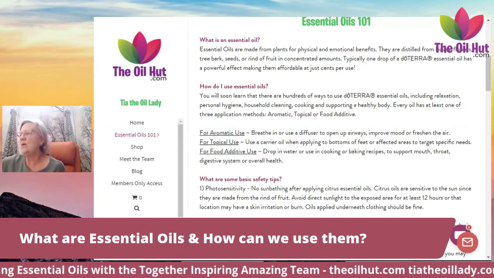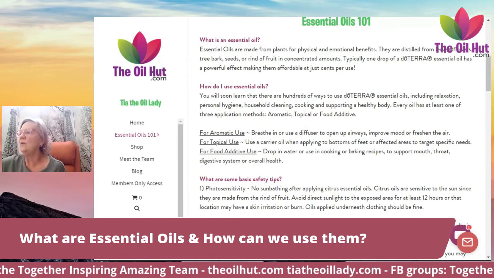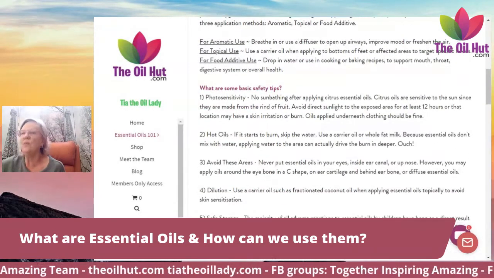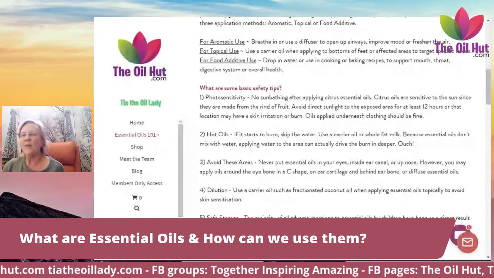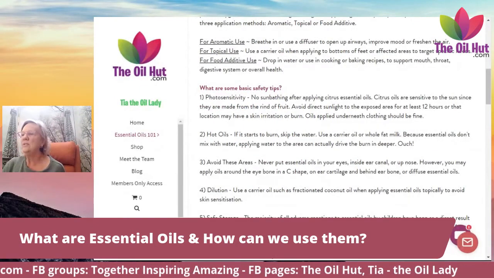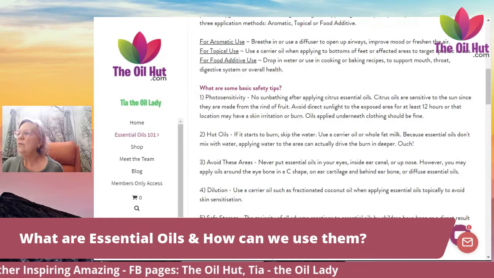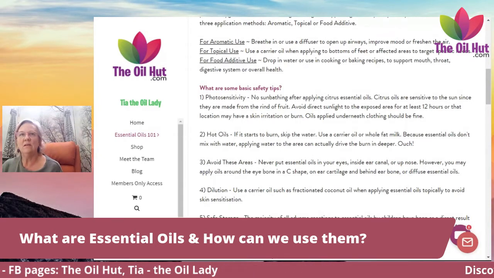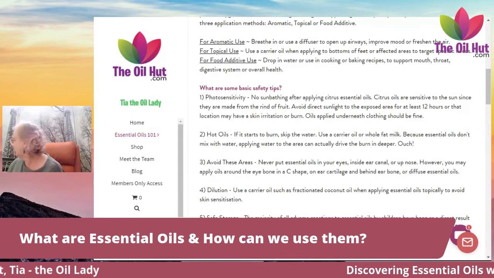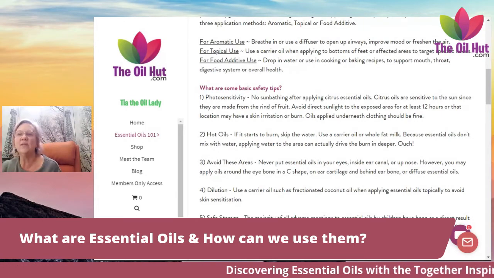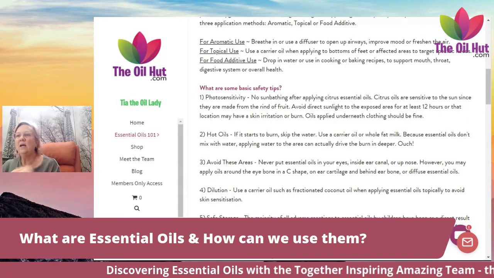There are hundreds of ways to use essential oils, but we're going to talk about just 3 main ways: aromatically, topically, and for food. Now, aromatic means breathing them in, so putting them in a diffuser. I didn't grab my diffuser, sorry. Putting them in a diffuser with water.